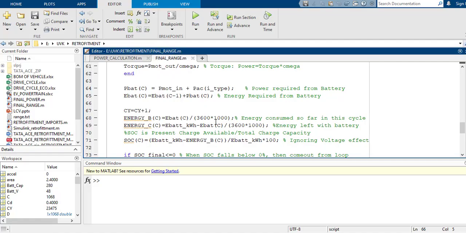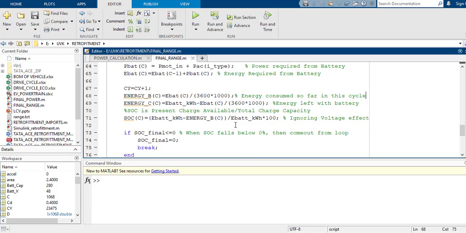Then we have the energy consumed so far in this cycle. So we convert this into kilowatt hour. Then the energy left in the battery, that is the energy of the particular cycle of that capacity, is equal to the energy of the battery in kilowatt hour minus the energy of the battery in that particular cycle divided by the factor to define it in kilowatt hour.